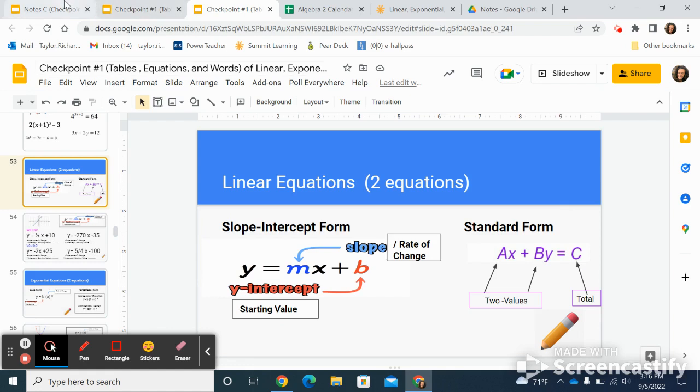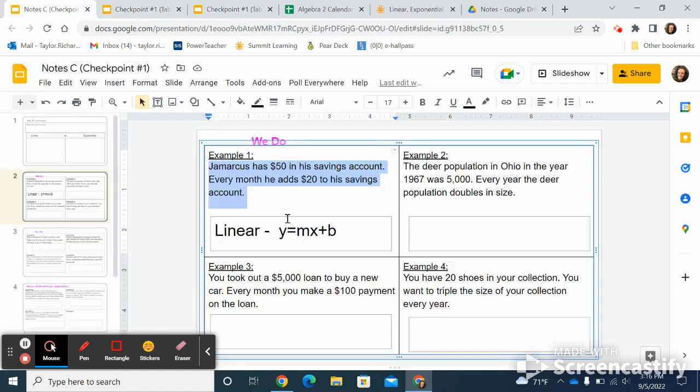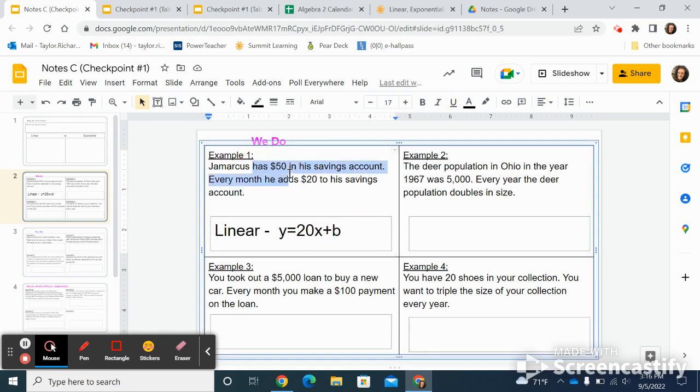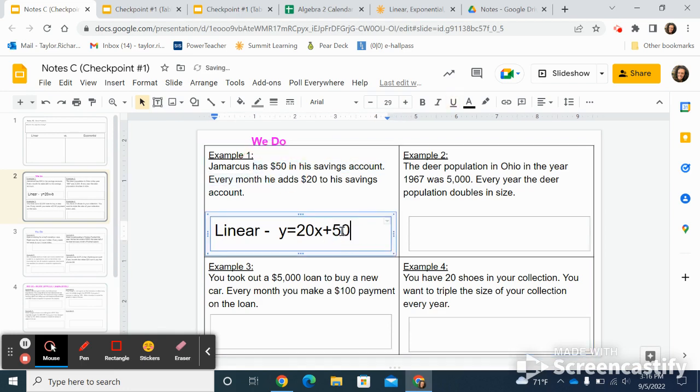So let's look at this problem again. The M has to be, how is it changing? Well, remember, every month he's adding $20, right? That's the changing. It's changing by 20 every month. So I'm going to erase the M and put 20. And then remember, the B is my starting value. Well, what did Jamarcus start with? He started with that $50. So the B is going to be 50.